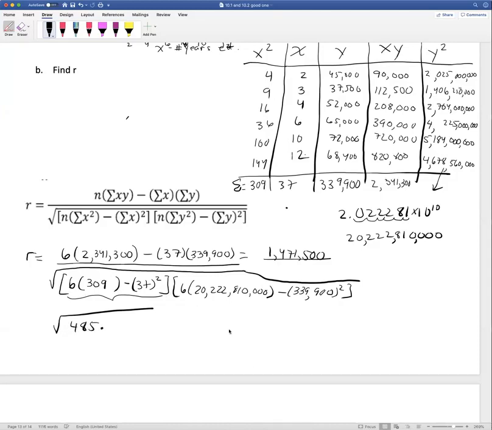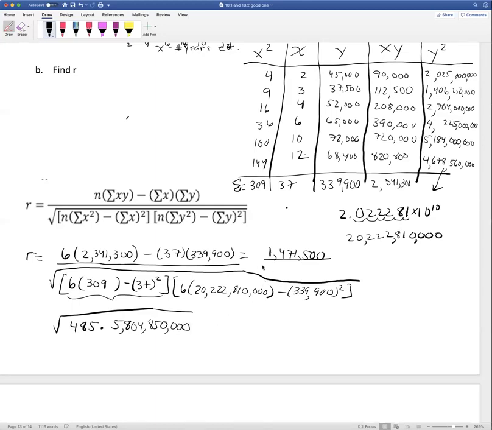Times, so it's this bit times this. I'm going to do 6 times 20,222,810,000 minus 339,900 squared. And I get this: 5,804,850,000.